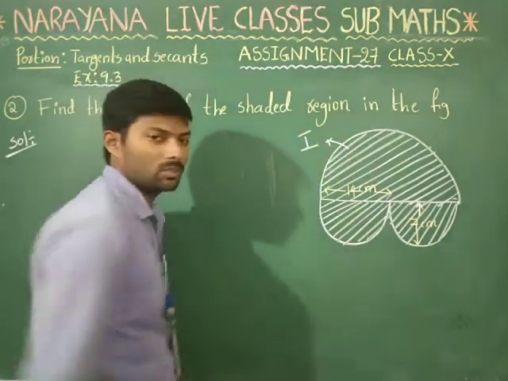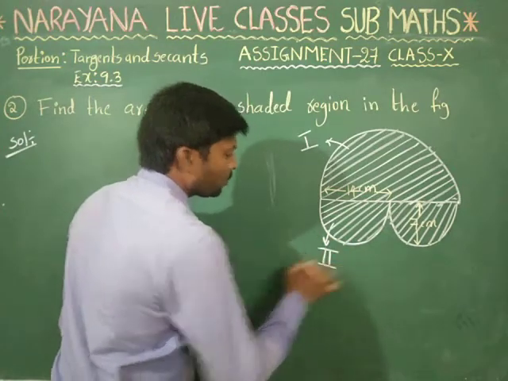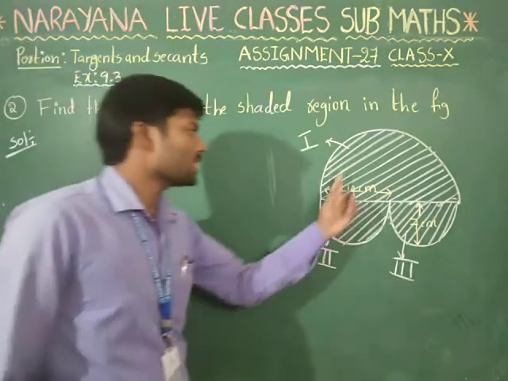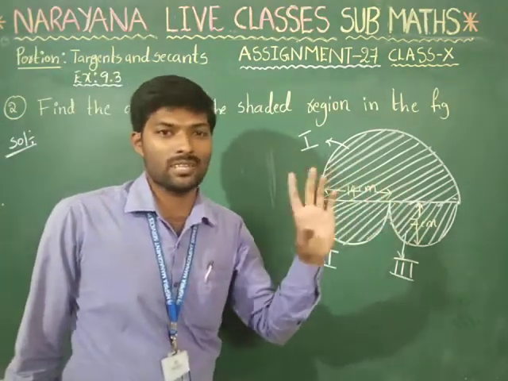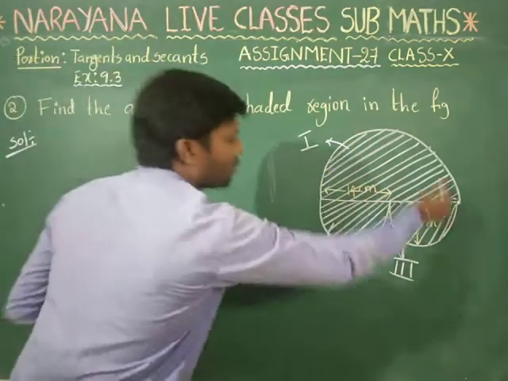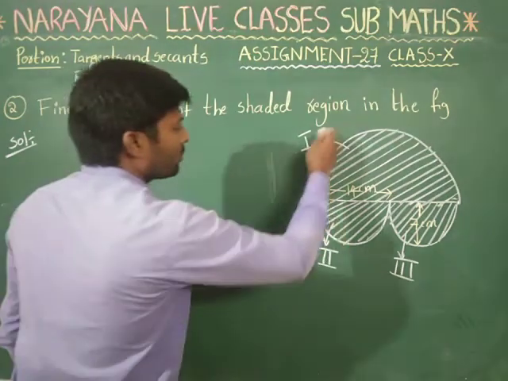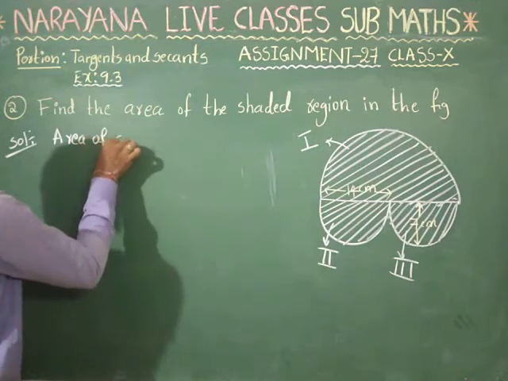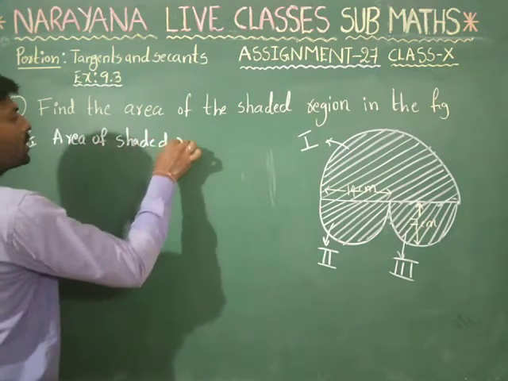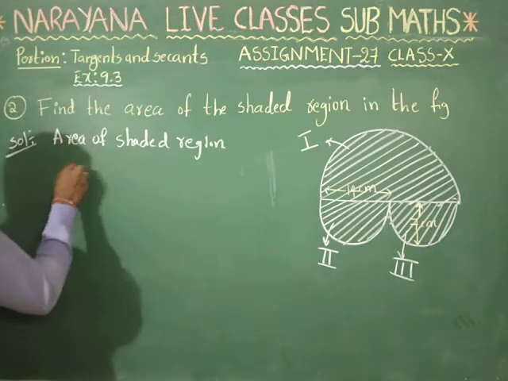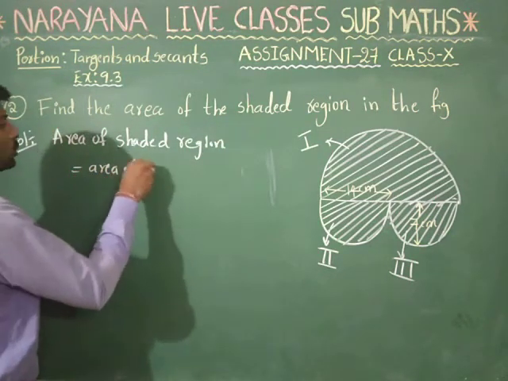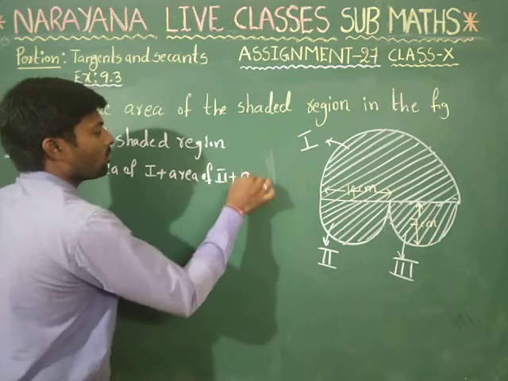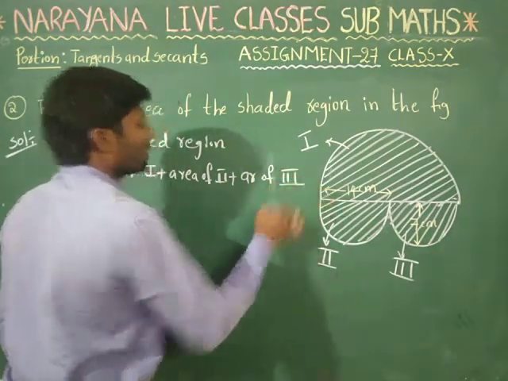part, and I am taking this as the second part, and the next semicircle is the third part. So each and every part looks like a semicircle with a different radius. In order to find the area of the total shaded part, we have to add the areas of these three semicircles. That is, area of the shaded region is equal to area of the first part plus area of the second part plus area of the third part.